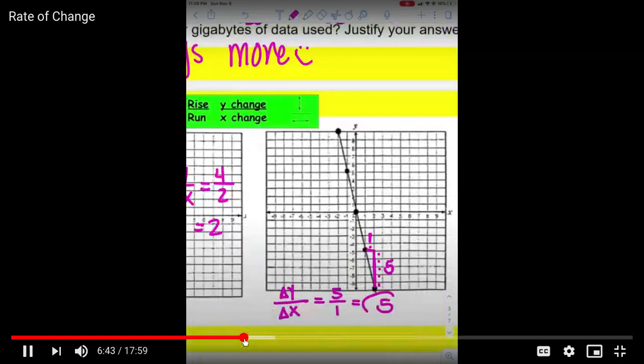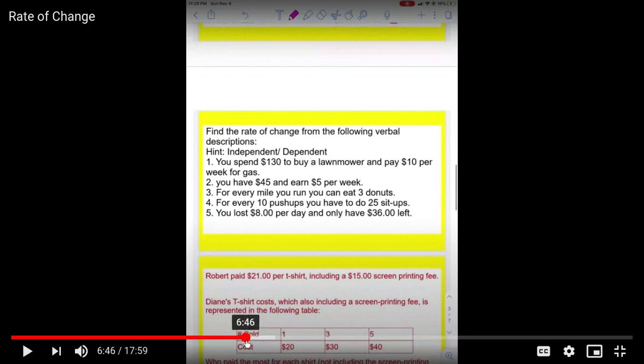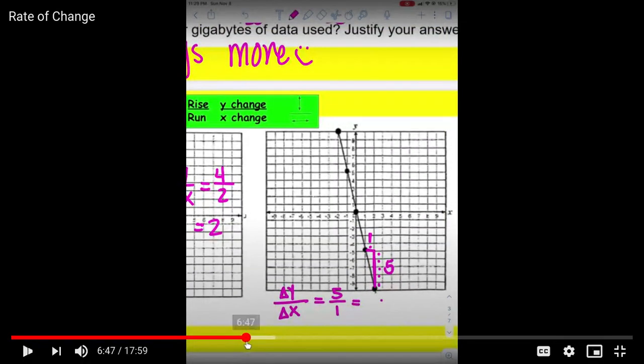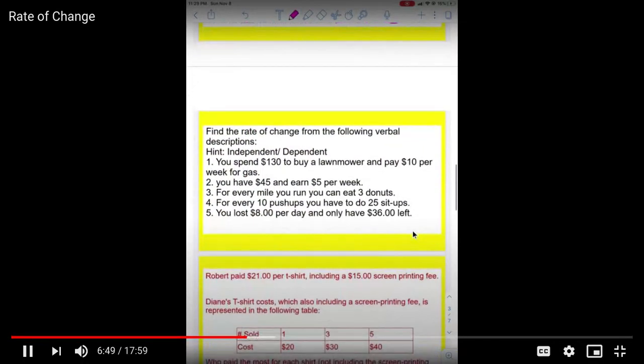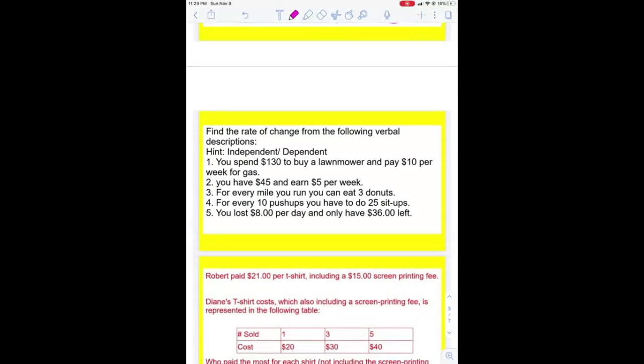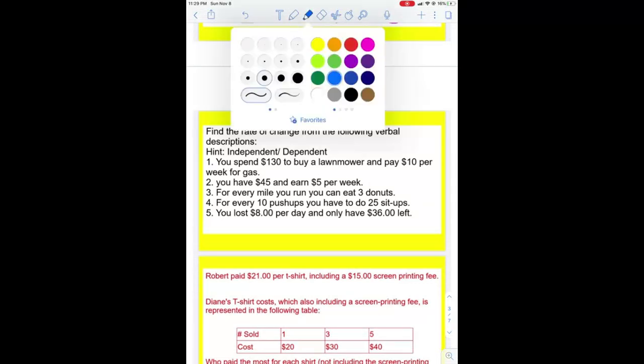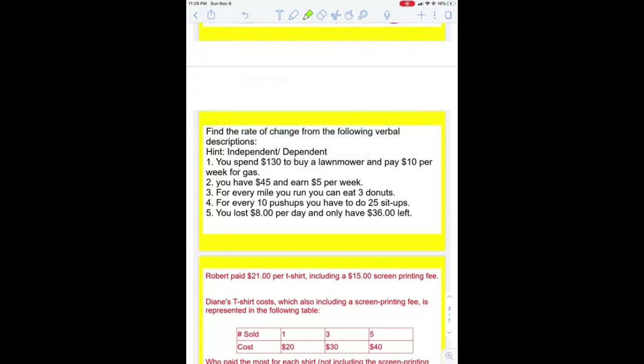Alright, so here it asks us to find the rate of change from verbal situations. So this is something that is most of the time easy to do. And we are going to just go through these together.